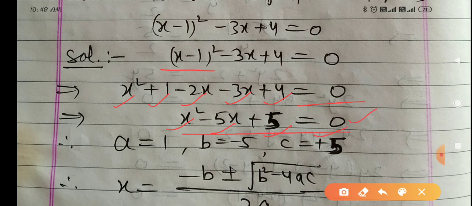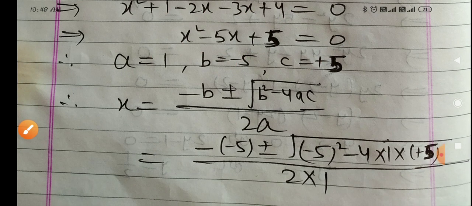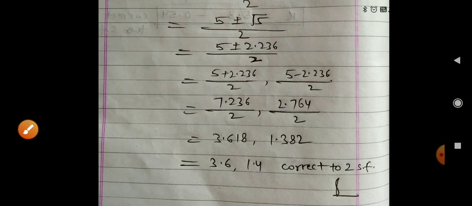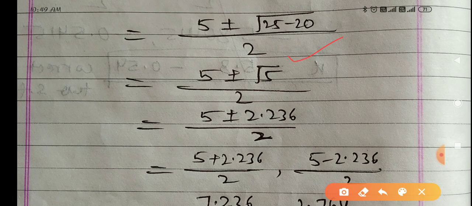You can compare this quadratic equation with the standard form. So you will get a equals 1, b equals minus 5, c equals plus 5. You can put the values of a, b, c in the quadratic formula: minus b plus minus under root b square minus 4ac upon 2a. So minus 5 plus minus under root minus 5 whole square minus 4 into 1 into 5 upon 2 into 1. I put the values of a, b, c. Now after simplifying you get 5 plus minus root 25 minus 20 upon 2, that is 5 plus minus root 5 upon 2.